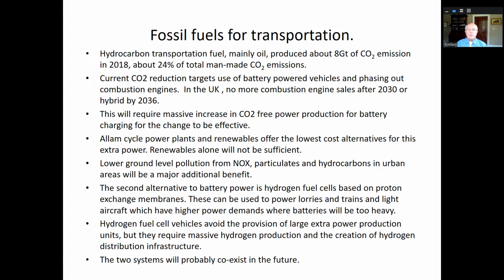This requires a massive increase in CO2-free power for battery charging. There's no point in putting batteries in cars and charging them from power stations which are emitting CO2 into the atmosphere. The only effect of that is to clean up our cities, which is very important, but the objective of CO2 removal from the atmosphere is paramount.